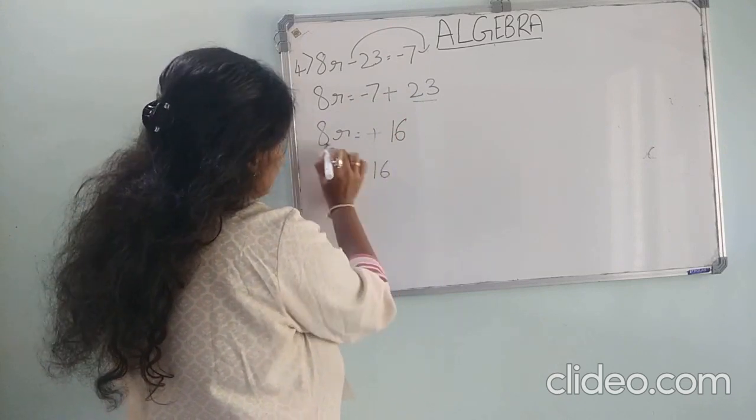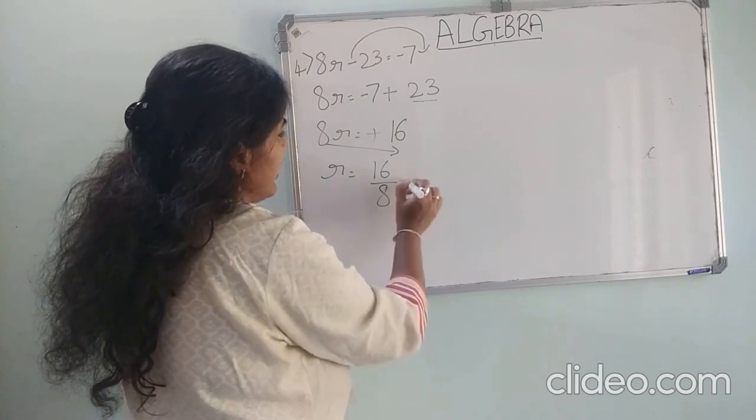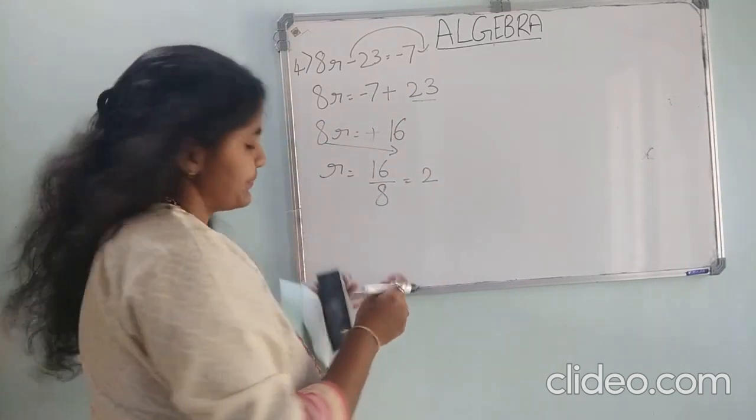I'll write as it is. This 8 I'll bring here. So 16 divided by 8 is 2.